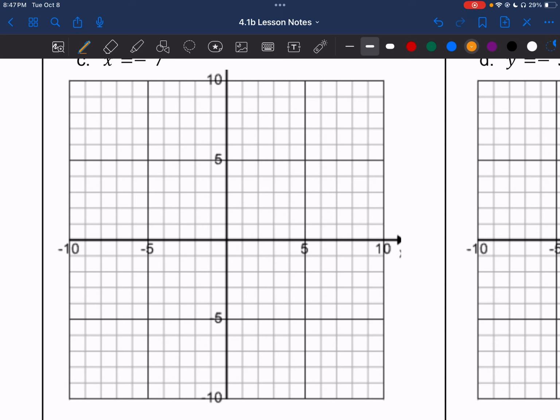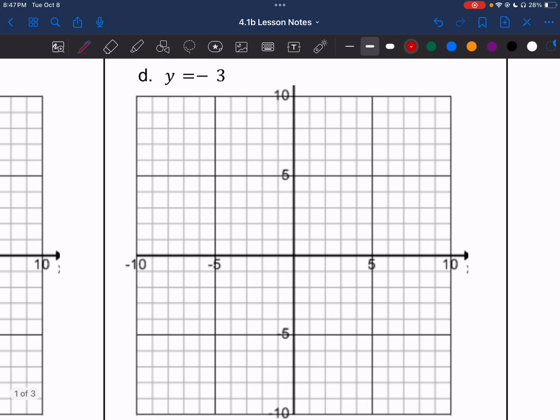Letter C, x equals -7. I know this is going to be a vertical line at the point of an x-intercept of -7. I know it's going to be a vertical line because it's x equals, so x will always be -7, and so it looks just like that. Vertical line, arrows on the ends.